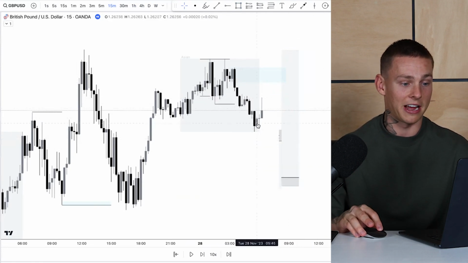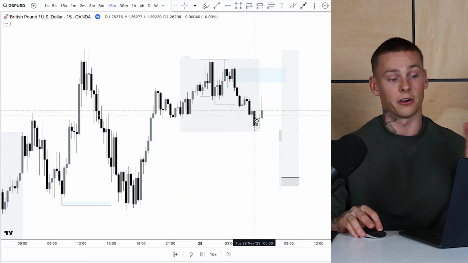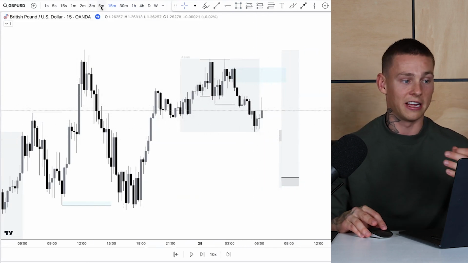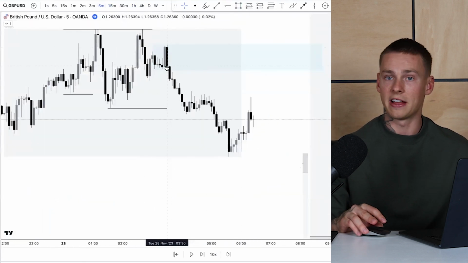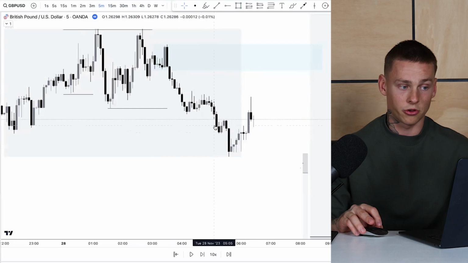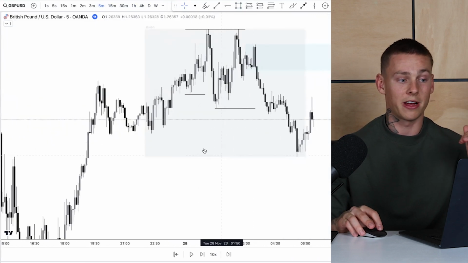Now you can see that we have this big push up at the end of Asia session, right? So now I think a lot of people are going to be thinking that price is going to go higher, at least into this area where they can look for a sell, right? Again, not a wrong thing to do, but consider where the liquidity is.